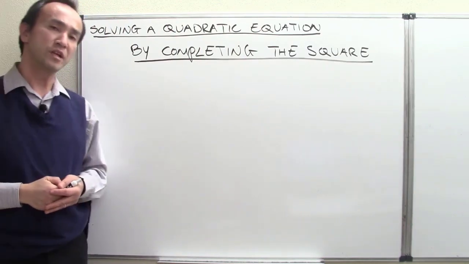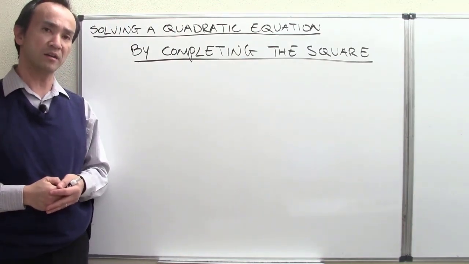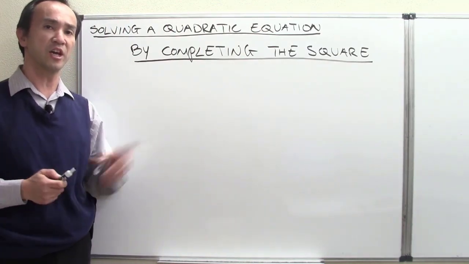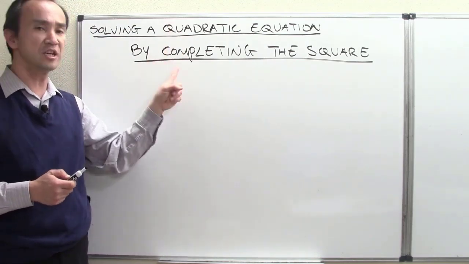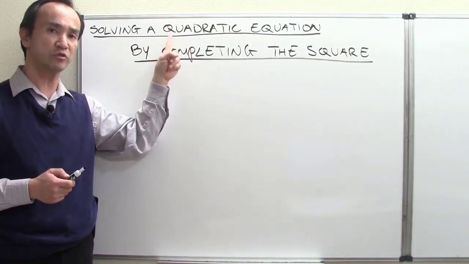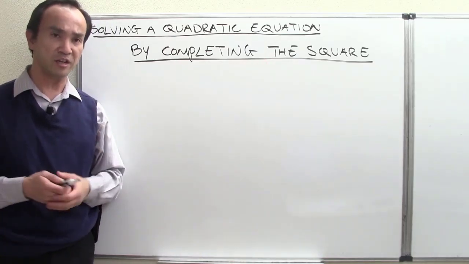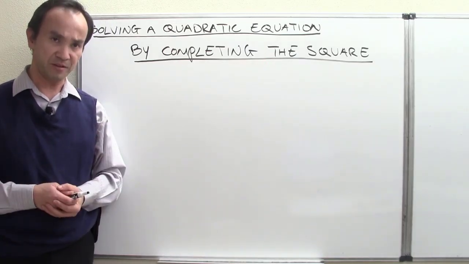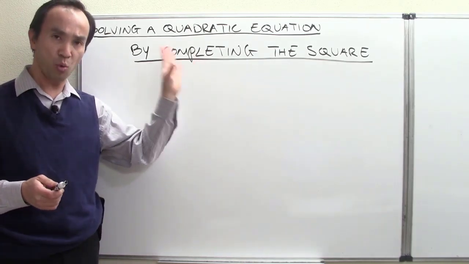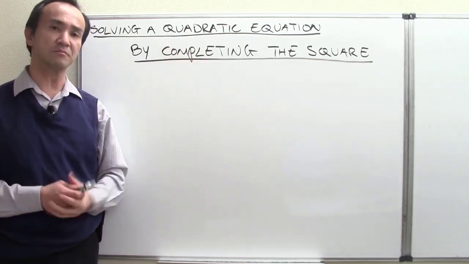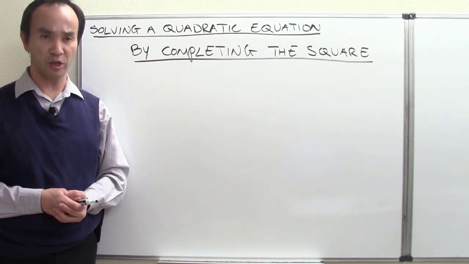All right, so now allow me to introduce one of the three methods of solving a quadratic equation. That method is solving a quadratic equation by completing the square, or sometimes you may hear people say the complete the square method. It's one of the three major methods of how we can solve a quadratic equation.